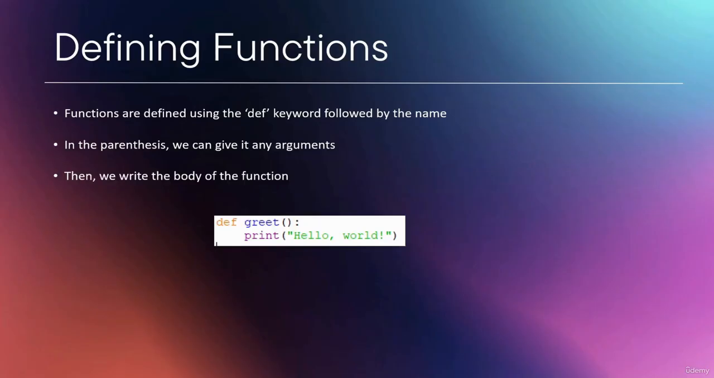So moving on, this is how we define functions. Functions are defined using the def keyword in Python, and after that we write the name of the function. These are obviously custom functions that we define ourselves. We can write whatever code we want in the function. In the parentheses, we can give it any arguments or parameters, and then we write the body of the function.